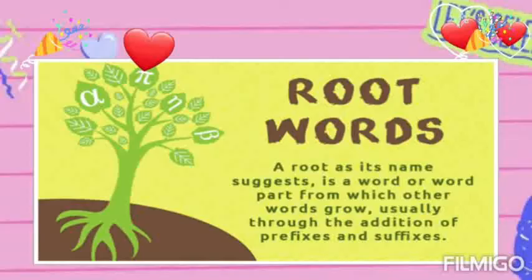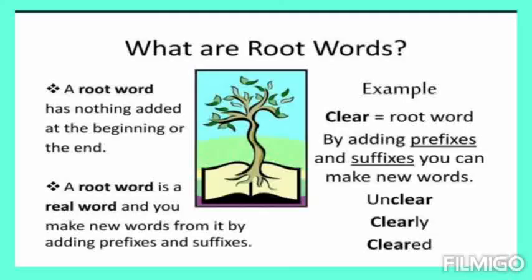A root, as its name suggests, is a word part from which other words grow, usually through the addition of prefixes and suffixes. What are root words? A root word has nothing added at the beginning or the end. A root word is a real word, and you make new words from it by adding prefixes and suffixes. Example: clear, it's a root word. By adding prefixes and suffixes, you can make new words like unclear, clearly, and cleared. Good job.